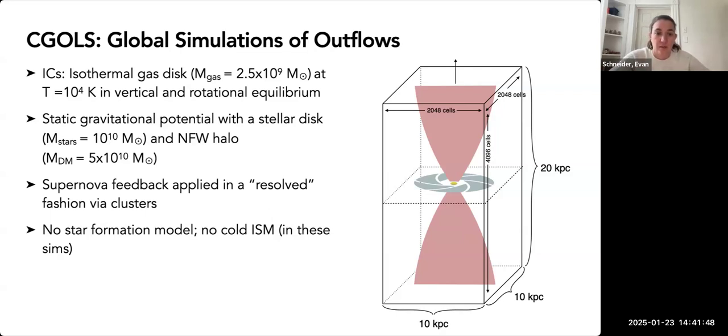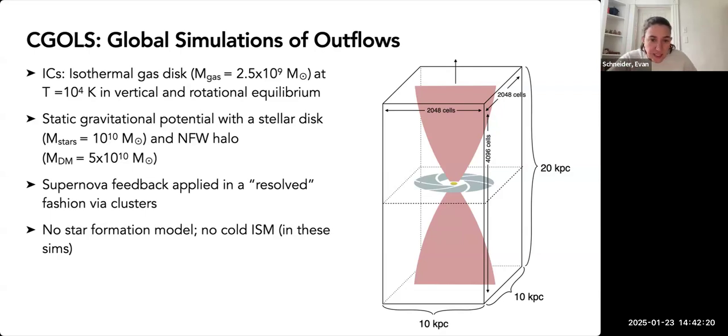So I'll describe that a little bit more in the next slide. But it's worth noting that our supernova feedback is effectively resolved, in the sense that we don't have to worry about accidentally cooling away, radiating away a lot of the energy that's injected into the disk. So we sort of trust the outflow properties that come out because we don't employ a subgrid model to do the actual feedback injection.